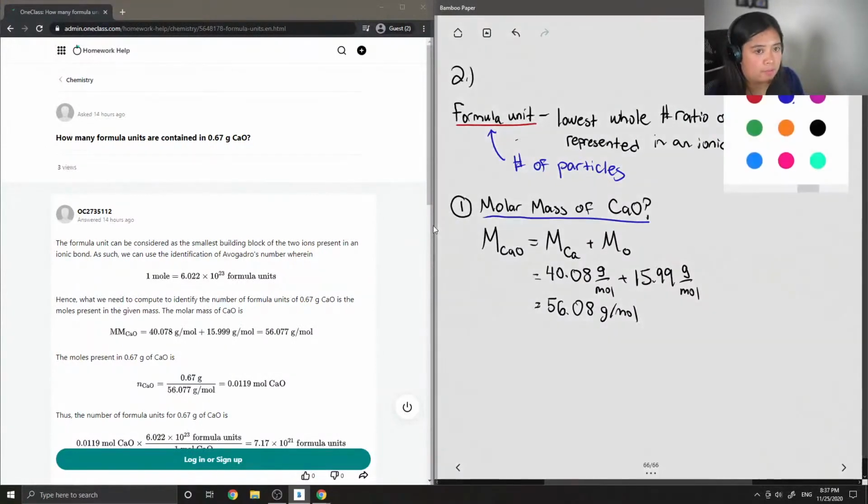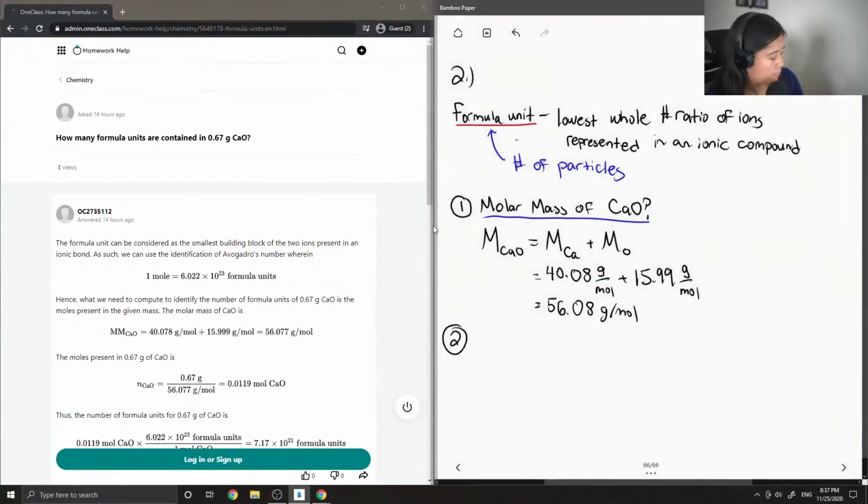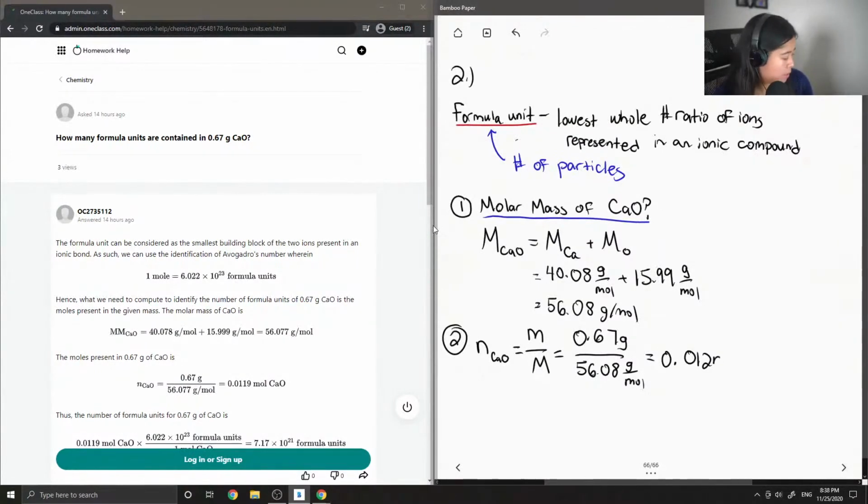So the second part of the question is then to calculate for the number of moles of calcium oxide. To do that, it will just be the mass over the molar mass. So the mass was given in the question. It is 0.67 grams. And the molar mass is just what we calculated in the previous step, 56.08 grams per mole. And we end up getting a number of moles value of 0.012 moles of calcium oxide.